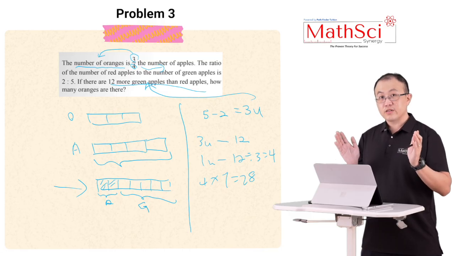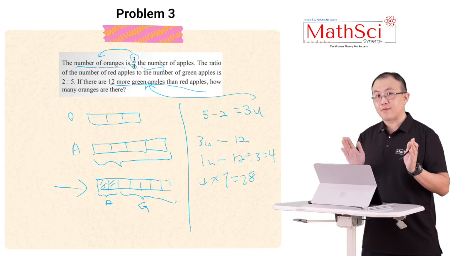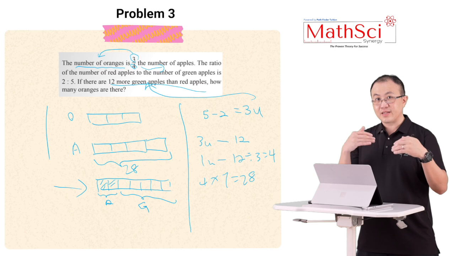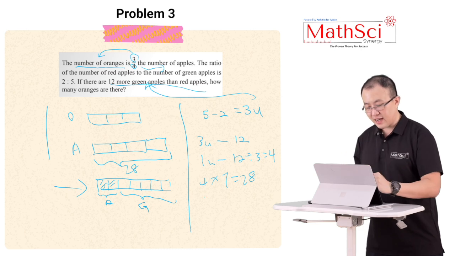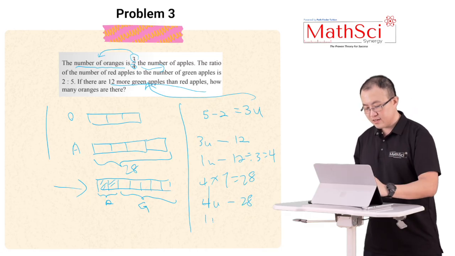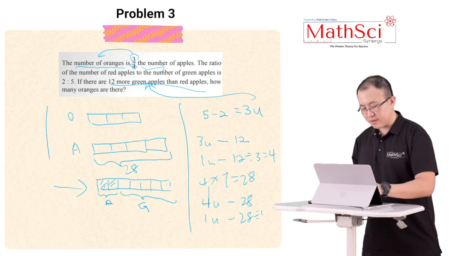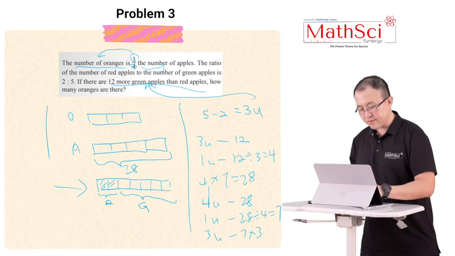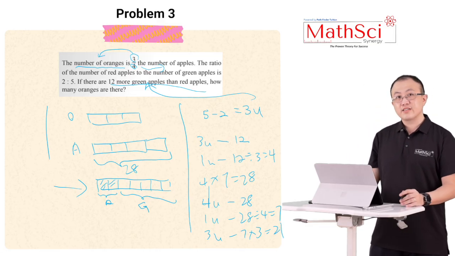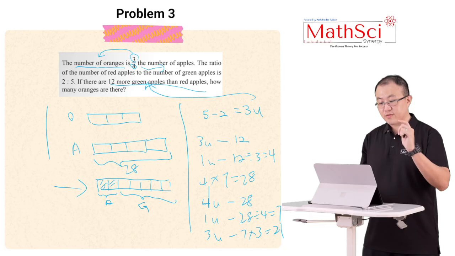Then now, in order to get the orange, we must go back up to the model diagram at the top, this part. So now, these 4 boxes is actually 28 because it's the same as the bottom, right? So now I can say that 4U is equal to 28. Then I want to find 3U. So 1U first is 28 divided by 4 equals 7. And 3U will be equal to 7 times 3 equals 21. So oranges, actually there is a total of 21.